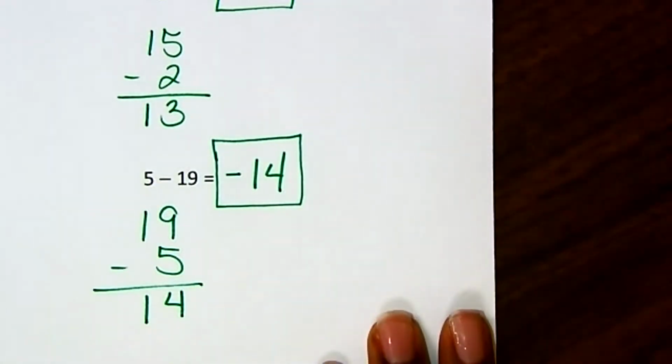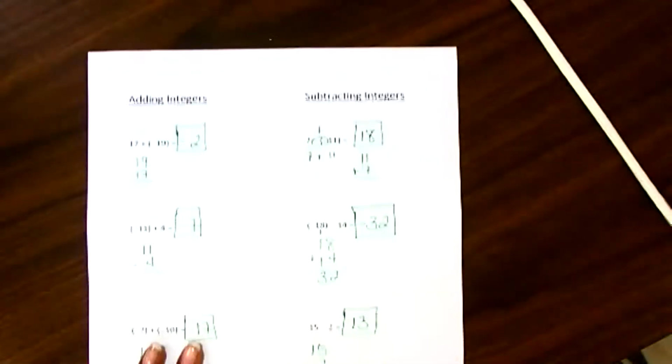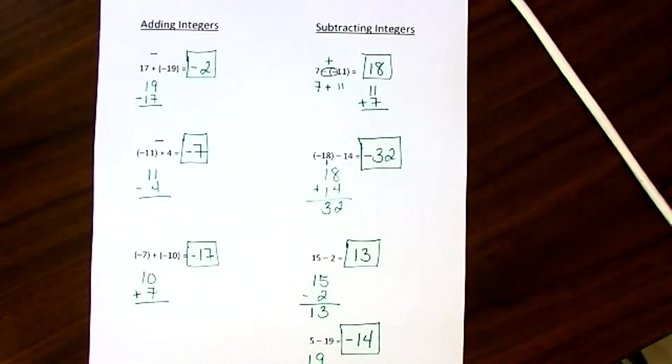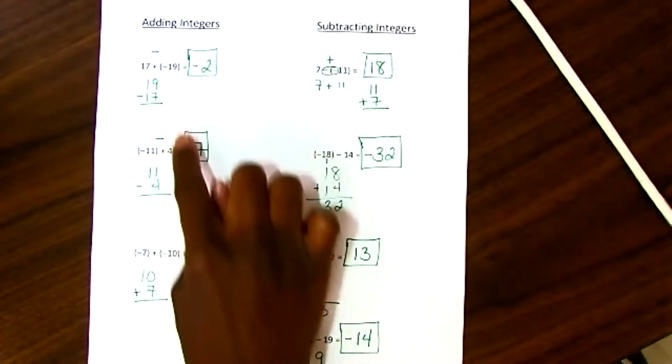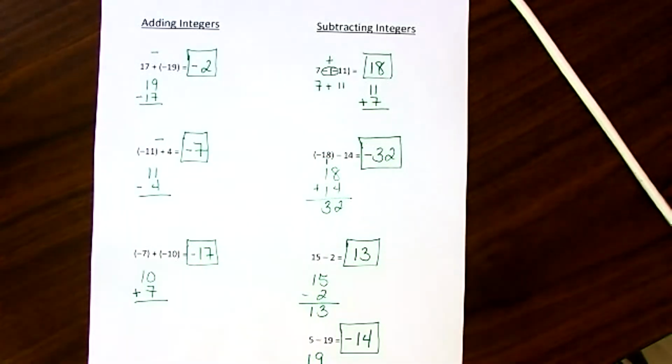All right, guys, that was our intro to adding and subtracting integers. So now you're going to try on your own. I have 4 problems for you to do. 2 of them follow the adding rule, and 2 of them follow the subtraction rule. Okay, try your best because we will be doing some more tomorrow.